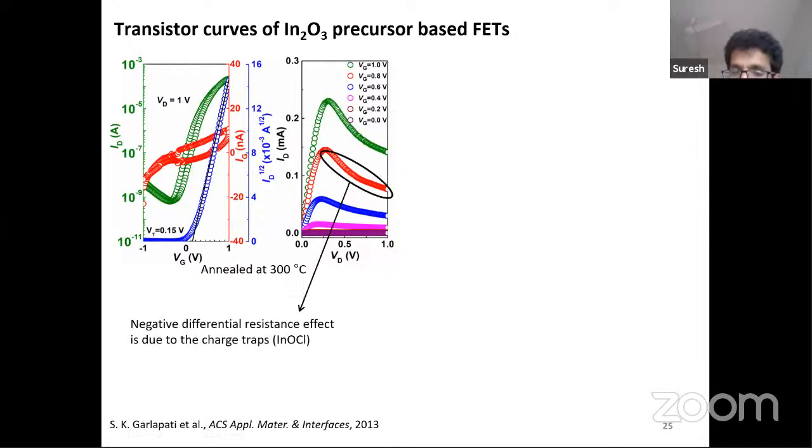This is happening because, if you remember in the XRD pattern, I told you that we have a detrimental secondary phase in the 300 degrees centigrade films. That is called indium oxychloride. That is contributing to charge trapping. That's why the current is reducing.